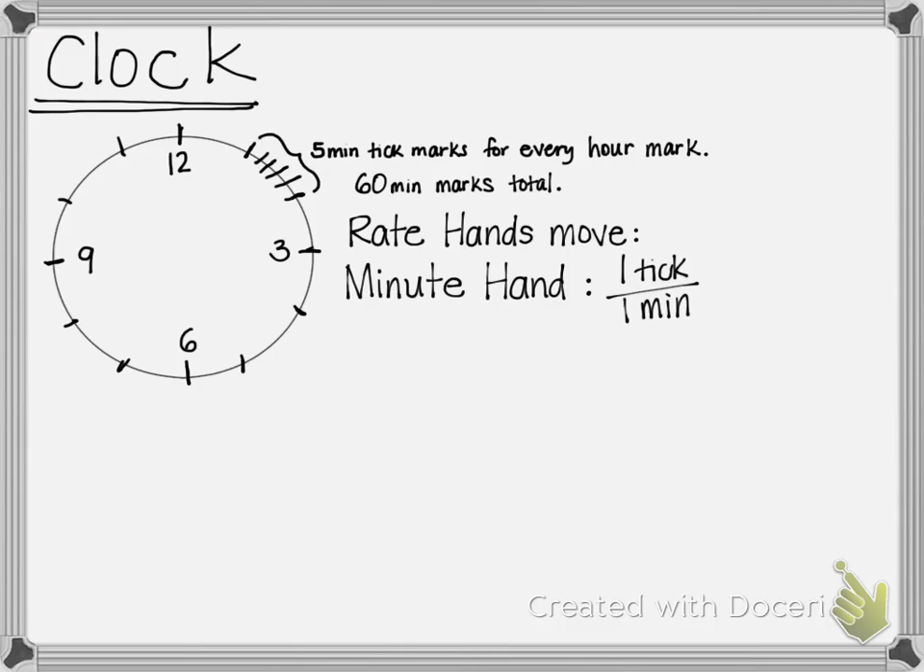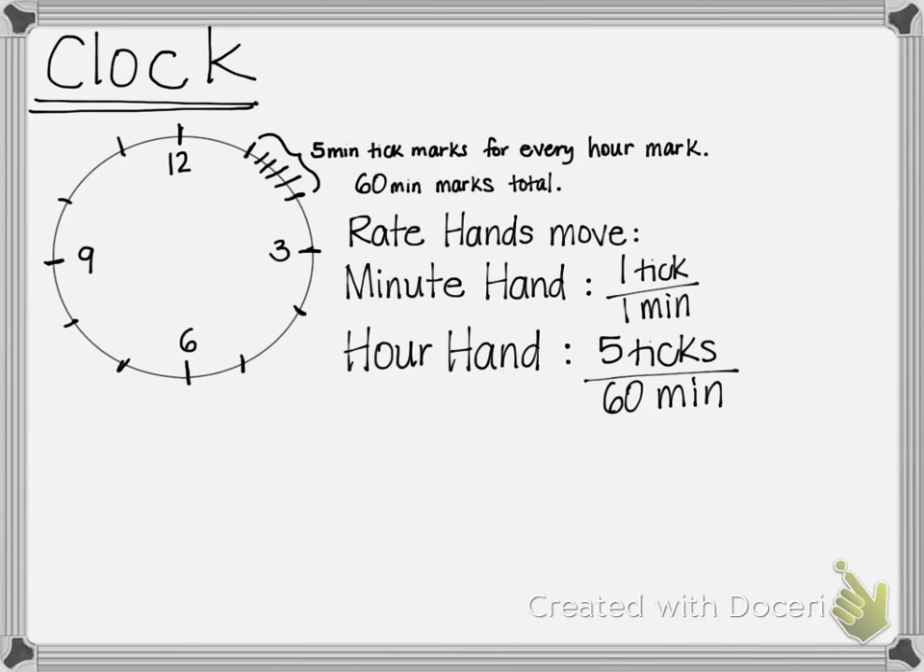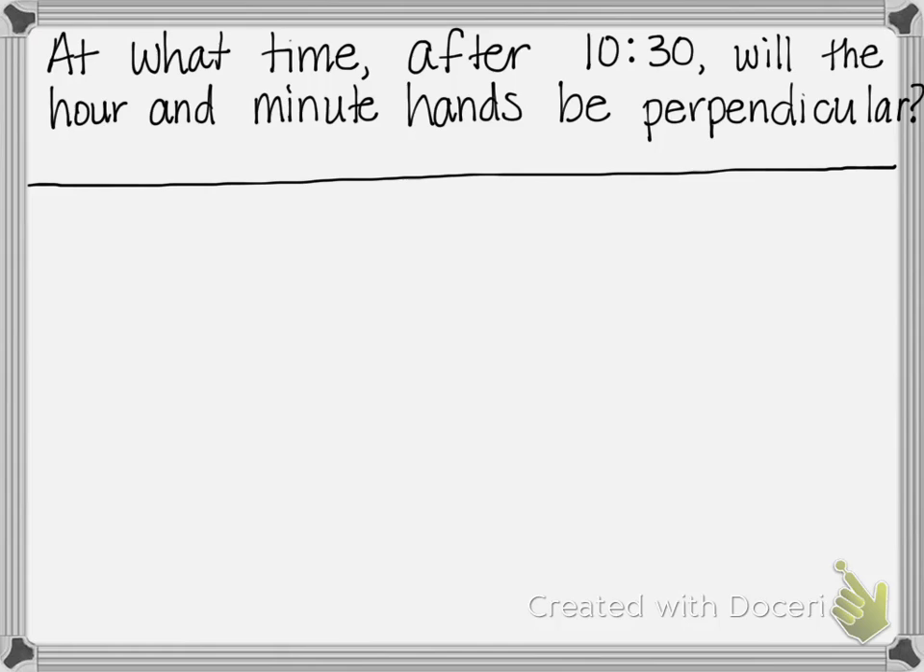So first of all, the minute hand moves 1 tick mark. We're talking about the minute tick marks. 1 tick mark every minute. The hour hand moves 5 tick marks every 60 minutes. We needed to make sure our units, the ticks per minute, is a constant. So it's the same type of units. Now we know then that the rates for the minute hand is 1 tick per minute, and the hour hand is 1/12 tick per minute. So there's our rates.